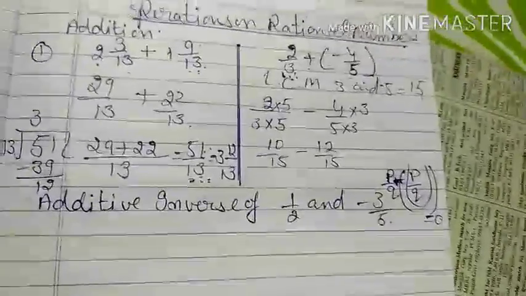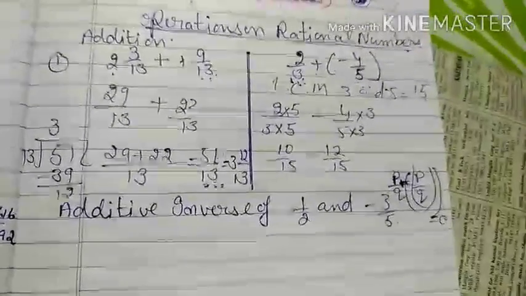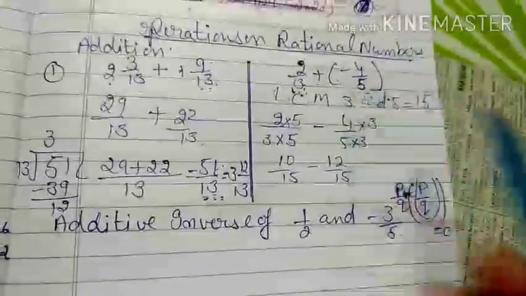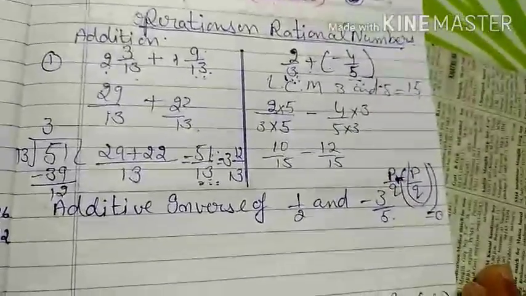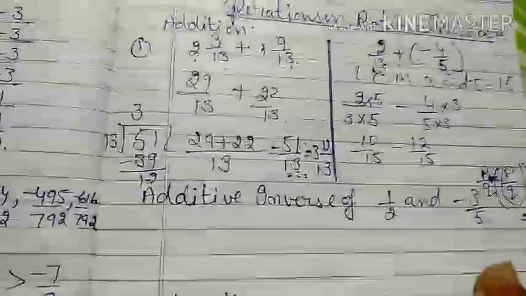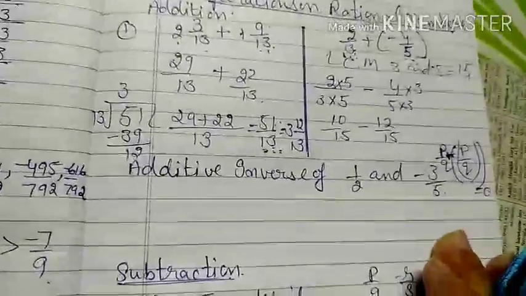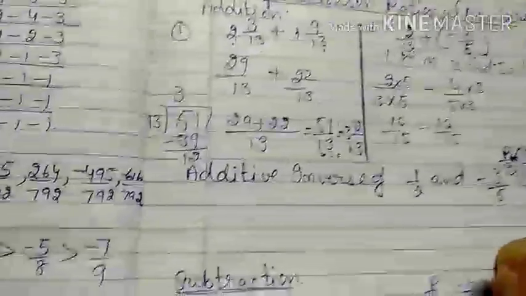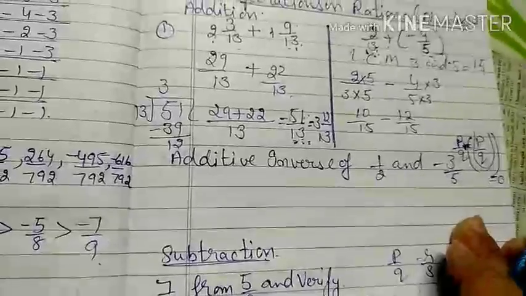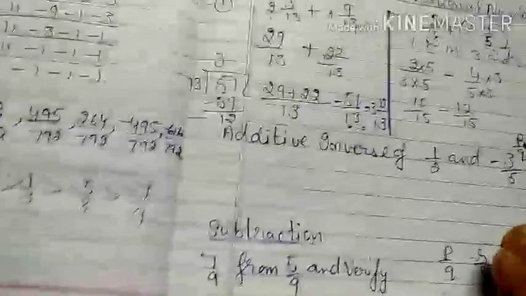Ultimately, if you are going to add or subtract two different rational numbers and they have different denominators, first you make the denominators equal by finding the LCM and convert each fraction into an equivalent fraction with the LCM as denominator. It doesn't mean that you only convert the denominator to the LCM and forget about the numerator. The numerator also should be multiplied by that particular number which is used to make the denominator the same as the LCM.